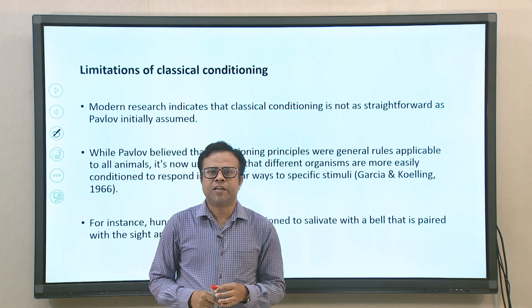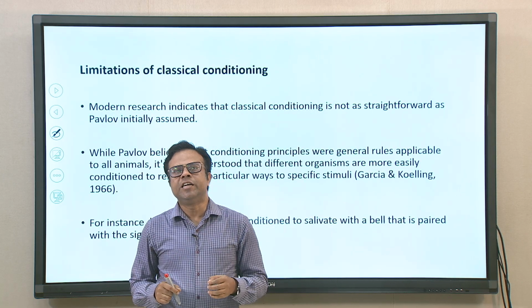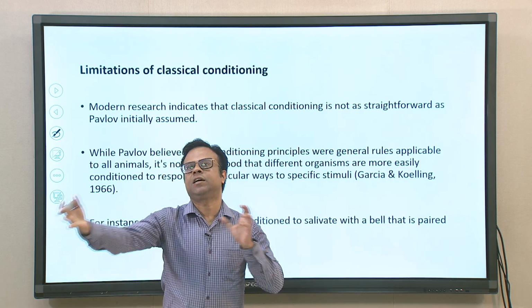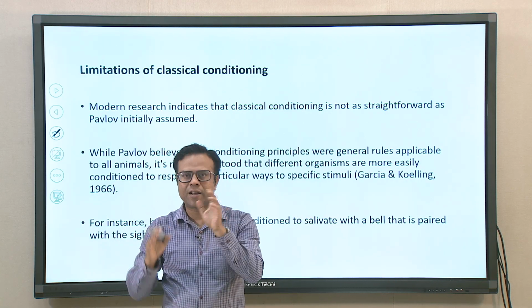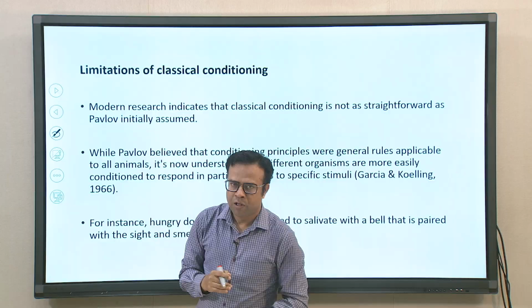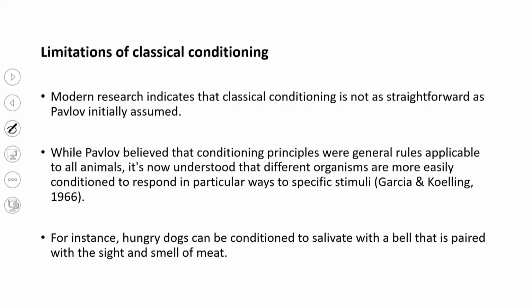Now, classical conditioning is not such that you can teach anybody to learn anything and associate anything with anything. There is nothing like this. There are limitations to that also. Modern research indicates that classical conditioning is not as straightforward as Pavlov initially demonstrated, that you can associate anything with anything and the animal or the people will get conditioned to that. It is not as straightforward as it was conceptualized initially.